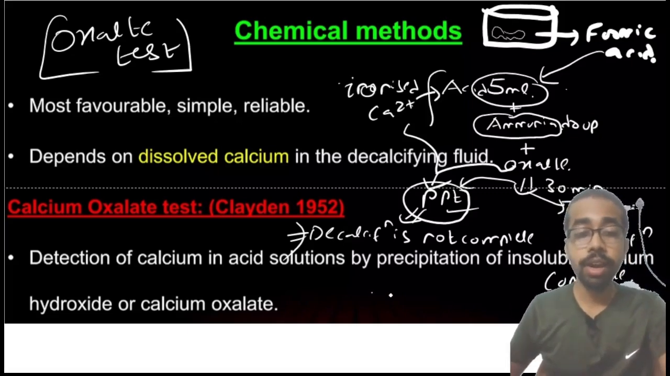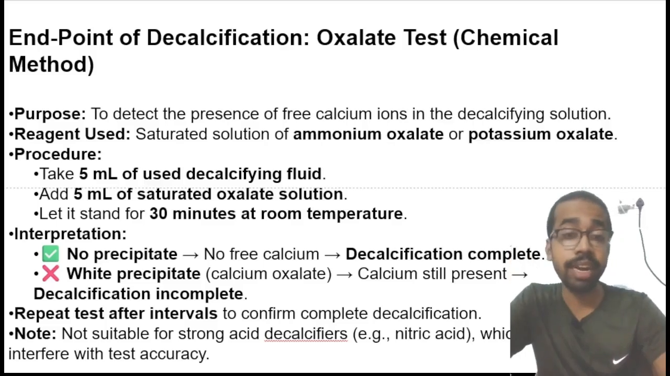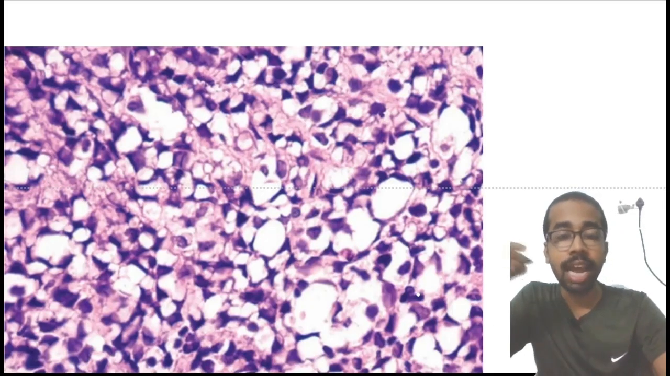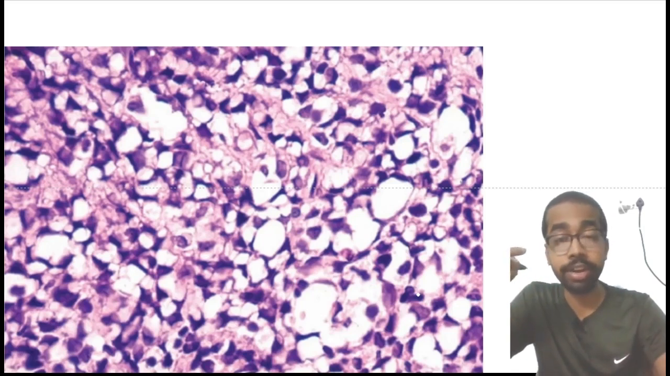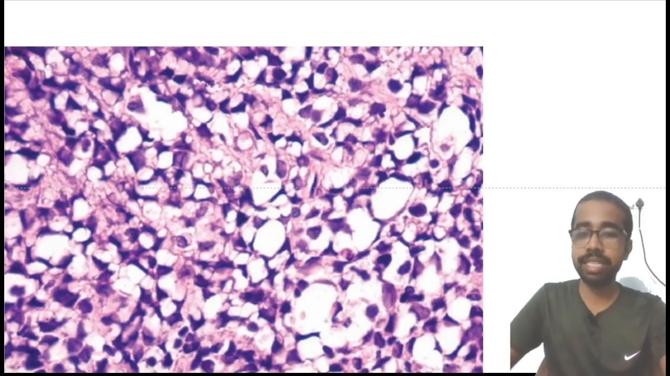And now that we have understood how to decalcify and how to test the endpoint of decalcification, everything we discussed, I will tell you some artifacts we get after decalcification. To be specific, after improper decalcification, right? This is one decalcification. Here we received a bone, right?